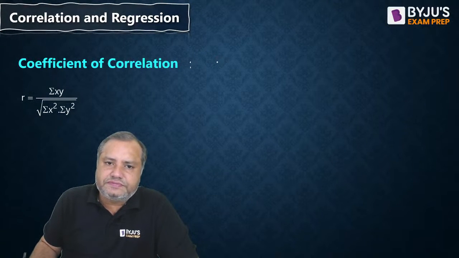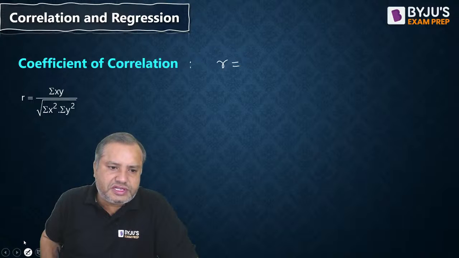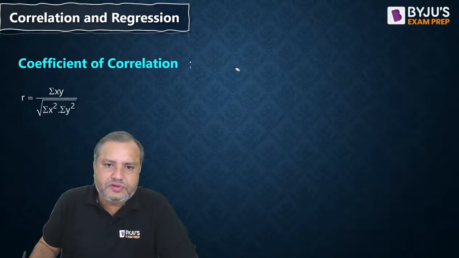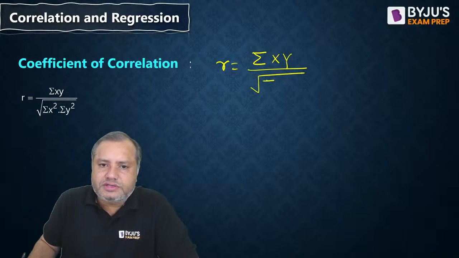So students, the coefficient of correlation is denoted by r, and r is summation XY upon under root of summation X square into summation Y square.